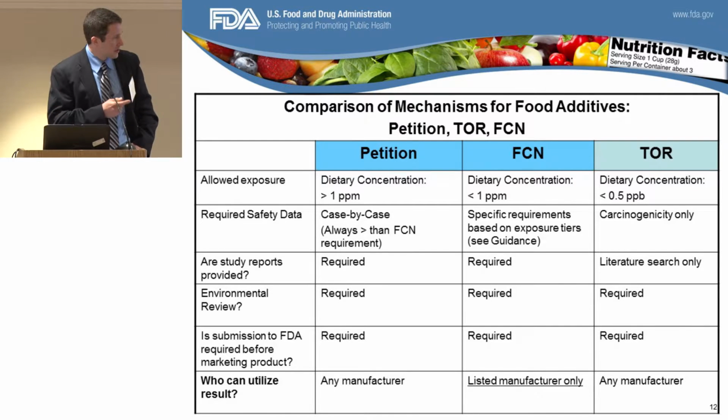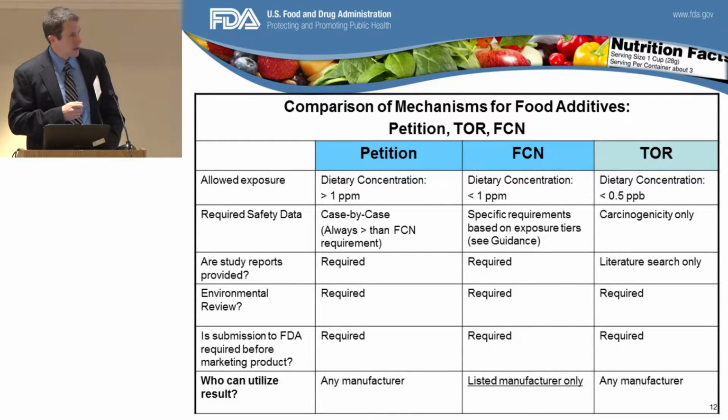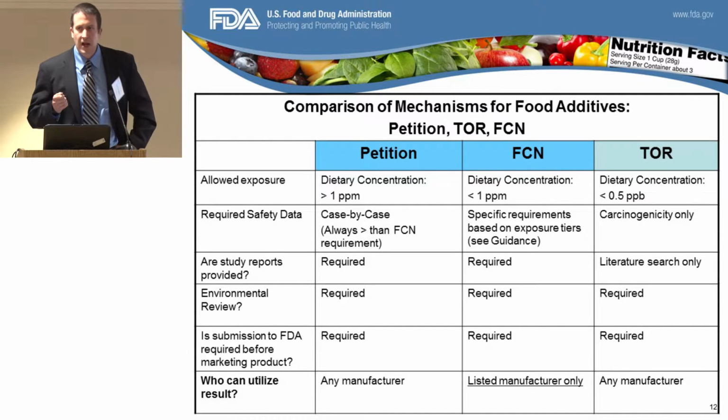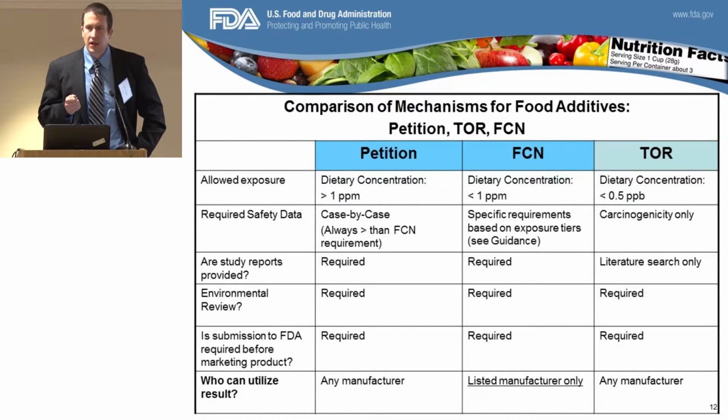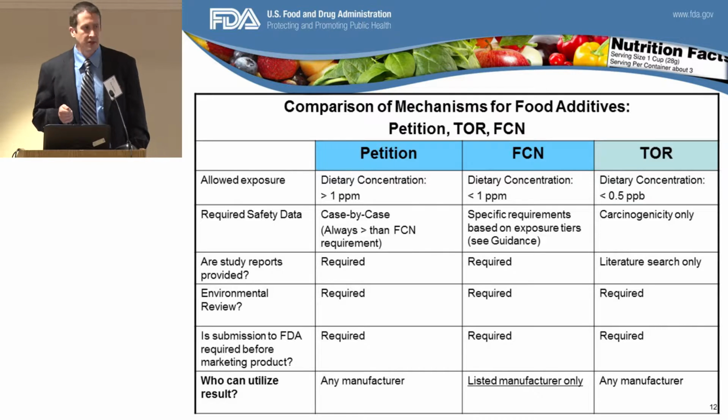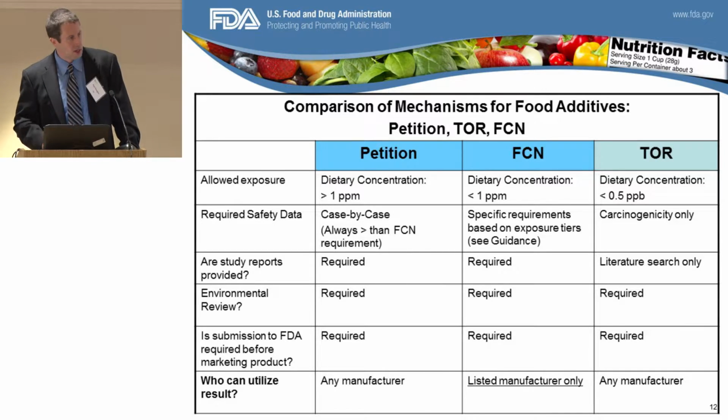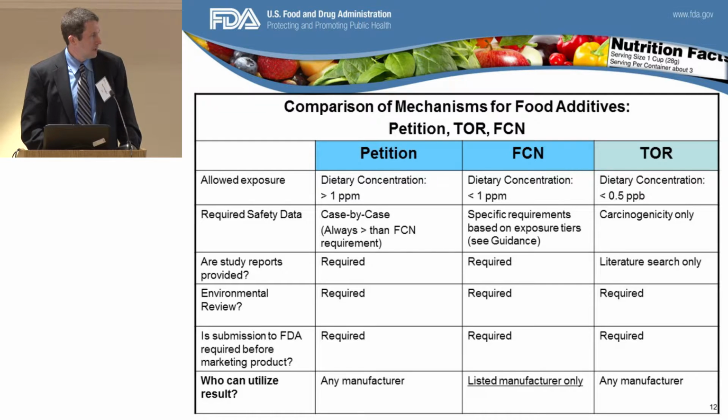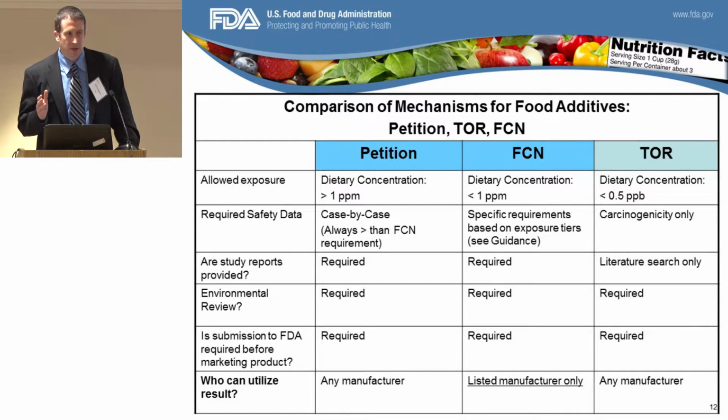So for that reason, if you look at the required safety data for a threshold of regulation submission, you really only have to provide FDA: is there any information out there that shows that this substance or the impurities that may migrate as a result are carcinogenic? If there's no publicly available information out there, or your company is not aware of any privately generated data that demonstrates carcinogenicity, that's really all you have to provide to FDA. You have to provide the results of a literature search.